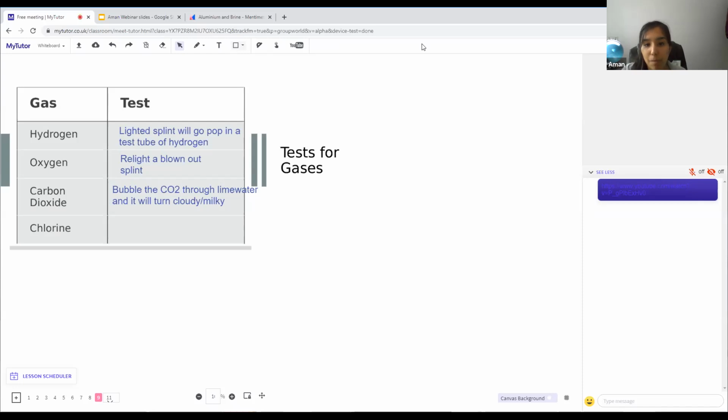Yes, so it bleaches litmus paper. By bleach, that means it turns white. Good, yeah, so usually it's damp litmus paper. So damp litmus paper will bleach, and that just means it turns white. Excellent, well done everyone. So hopefully for anyone that was unsure about the gas tests, you are now sure of those. We'll watch a YouTube video and then we'll do some exam questions on everything we've covered today.